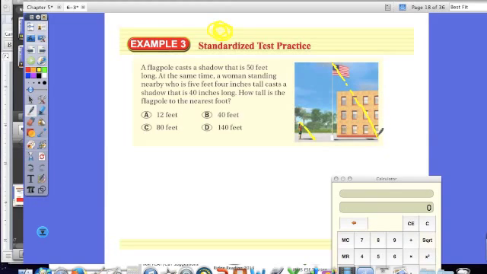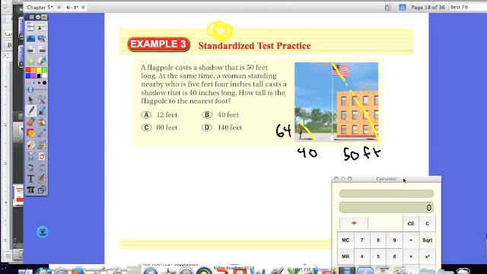Obviously, for this to work, they need to be standing next to each other at the same time of the day. If the woman's standing at 8 a.m. and you measure, and then the flagpole at noon, the sun's going to have shifted. But at the same time of the day, this works. Now you'll notice that these numbers are different. This is 50 feet. And here we're talking about 40 inches, and 5 feet 4 inches tall is 64 inches tall.